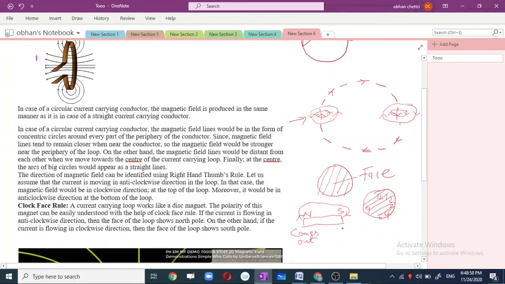Gets in. Okay, fine. If you are clear about this, that means from the north pole the magnetic field lines are coming out, and at the south pole the magnetic field lines are getting in, right? So comes out is north pole, getting in is south pole. We will apply the same concept to the previous figure we have made. I'm talking about the figure which you made earlier.